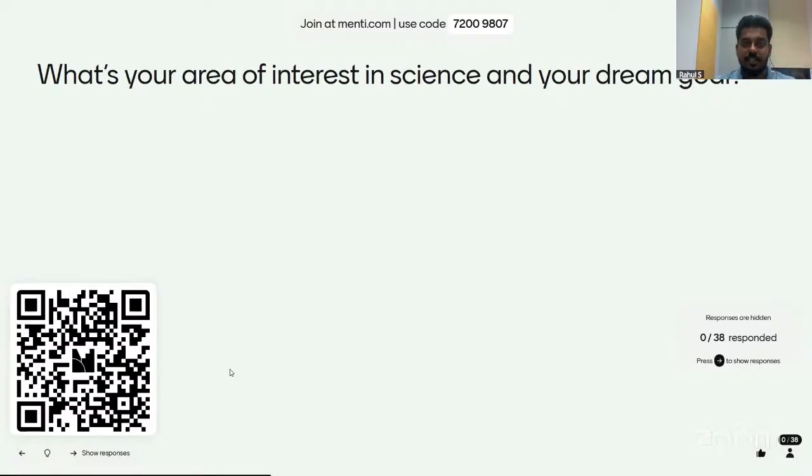For example, let's start with a small interaction here. The question is, what's your area of interest in science and what's your dream goal? That's the basic question, just to understand where you are coming from, what's your interest in biotechnology or in other science. We just want to understand your background. If you see the Mentimeter screen now, this question will be visible to you. Can you answer that? Just write it up and submit it. We will wait until you respond.